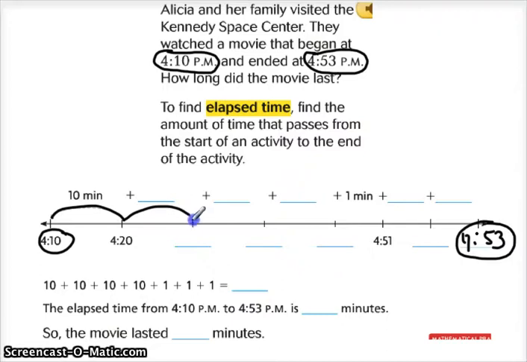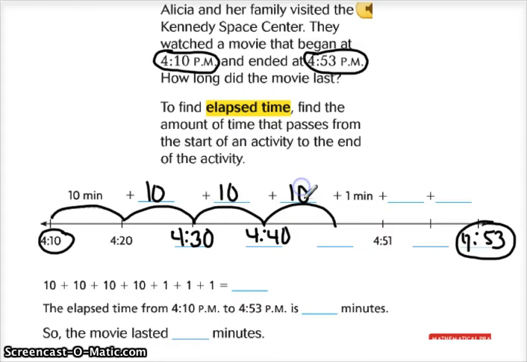And this jump is another 10 minutes. So that would get us to 4:30. And then the next jump is also 10 minutes. 4:30 plus 10 is 4:40. And then we're going to jump 10 more minutes. From 4:40 plus 10 is 4:50.